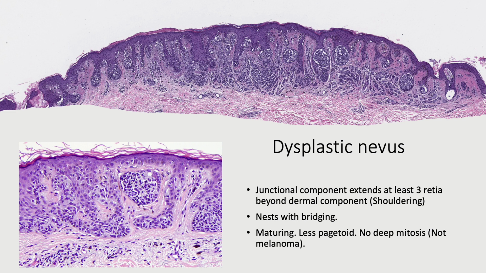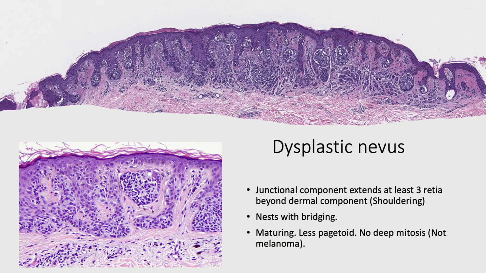And there are two important features we use to tell this dysplastic nevus from a regular nevus: one, shouldering, and two, bridging. Bridging is easy to understand. It means the rete ridges, because of the presence of melanocytes, got fused together. We call that bridging. And shouldering means that if the dermal component stops here, the epidermal component goes beyond the dermal component by more than 3 rete ridges. That is what we call shouldering. So shouldering and bridging are the features of dysplastic nevus.